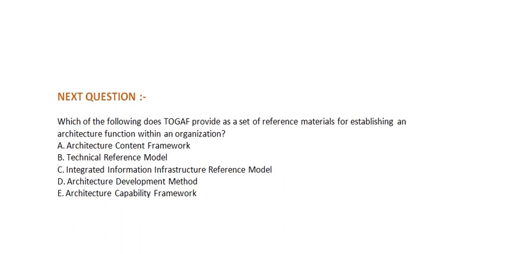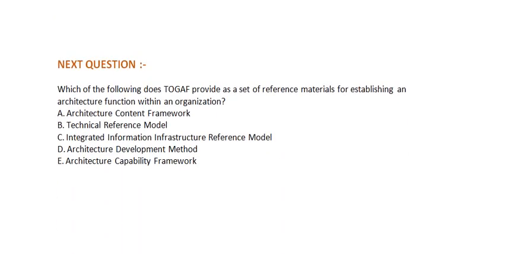Next question is, which of the following does TOGAF provide as a set of reference materials for establishing an architecture function within an organization? Option A, architecture content framework. Option B, technical reference model. Option C, integrated information infrastructure reference model. Option D, architecture development method. And option E, architecture capability framework. The correct answer is option E.